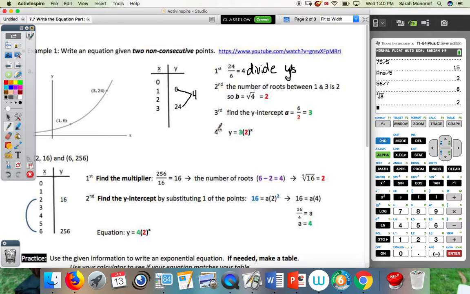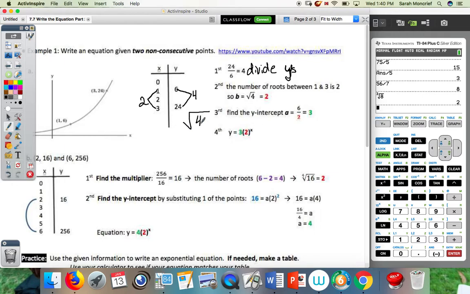And then the second step I would say would be subtract x's. Subtract x's. So what's 3 minus 1? Well, that's 2. So we subtract the x's. So 1 and 3 is 2. So we take the square root. Okay, so subtract x's, and we will now take the square root of 4. So we will now take the square root of 4.